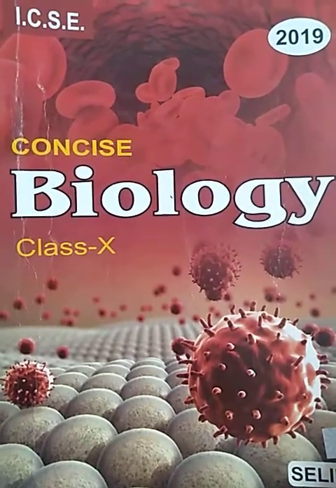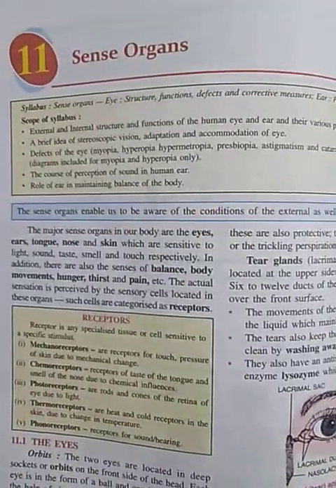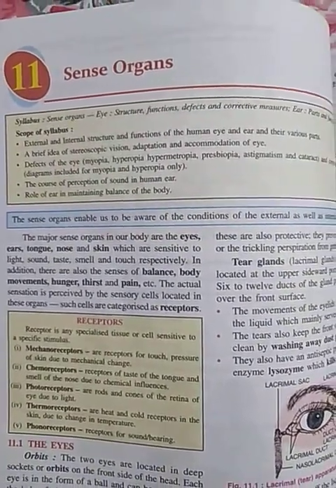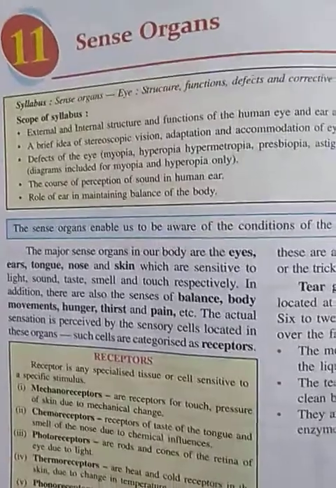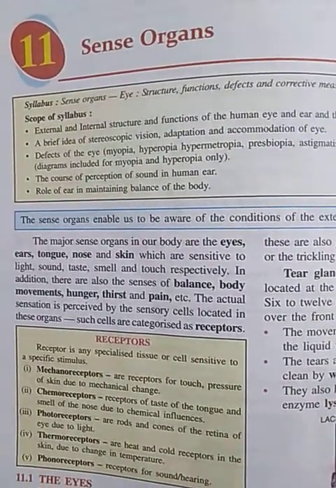So students, today we will discuss our chapter sense organs. Students, do you know how many sense organs are there in our body? There are a total of 5 sense organs in our body. And what are these sense organs?